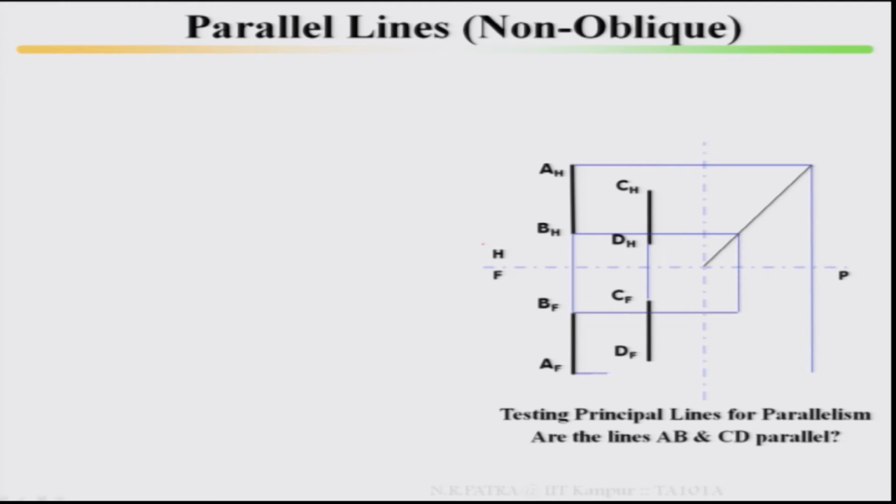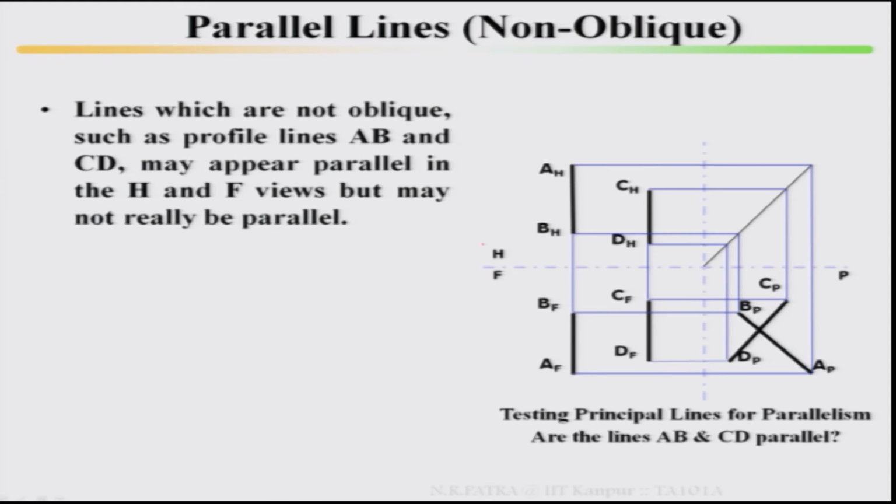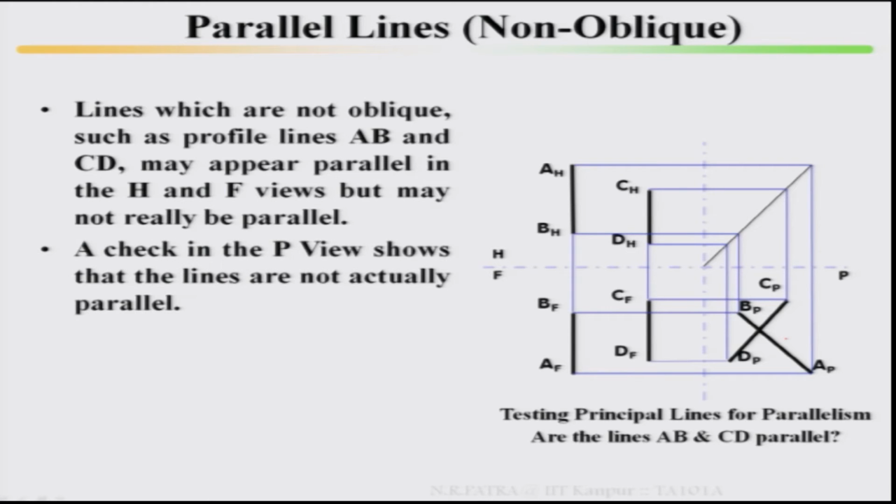Then look at here, in this case, parallel lines that are non-oblique. Lines which are not oblique, such as profile lines AB and CD, may appear parallel in the horizontal and frontal views, but may not really be parallel. Here the lines appear parallel in the top view and front view, but it is not necessarily so in the profile view. A check in the profile view shows that the lines are not actually parallel.